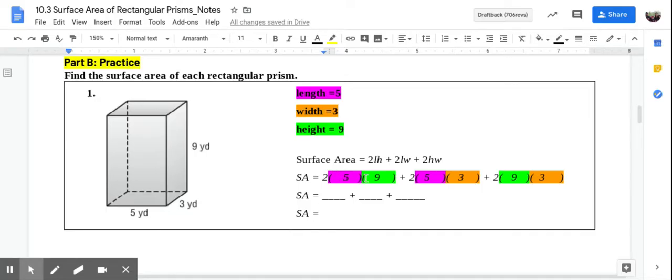I plugged in each of my numbers. The purple is 5, so I plugged in 5 in each of those, okay? And I know that I have to do my height, so that's 9, okay? So what is 2 times 5 times 9?